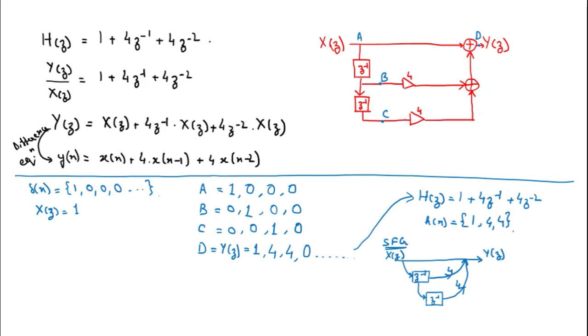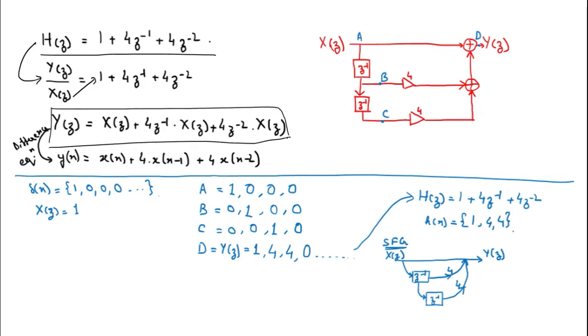Now coming to the next topic. Herein we start with H(z), which is given by 1 plus 4z inverse plus 4z to the power minus 2. Okay. So if I ask you to realize the filter, how will you realize it? We have just discussed that H(z) is equal to Y(z) by X(z). So we take X(z) over here and multiply it. So we get Y(z) equals X(z) plus 4z inverse X(z) plus 4z to the power minus 2 X(z). Okay. Now this will be used for the realization of the filter.